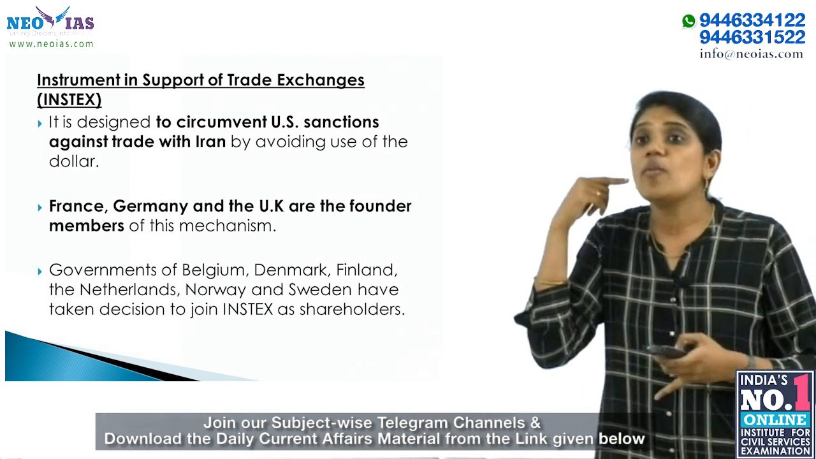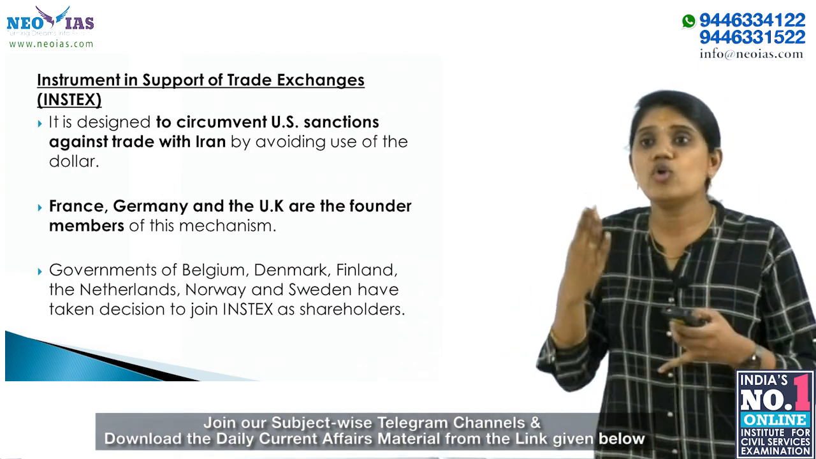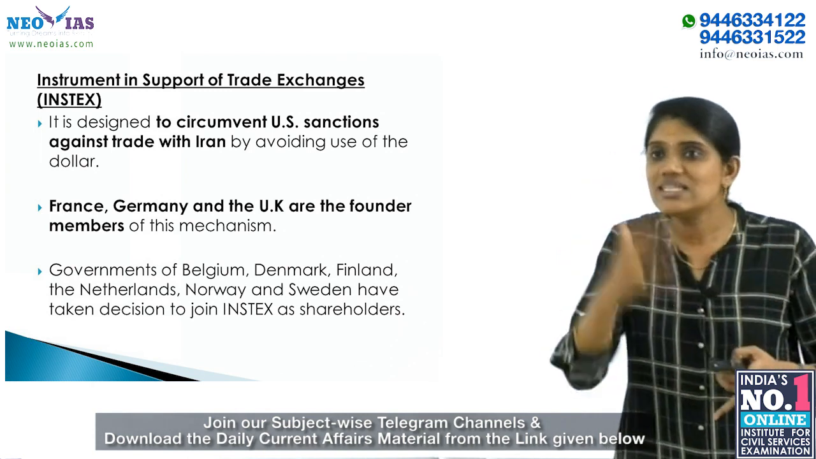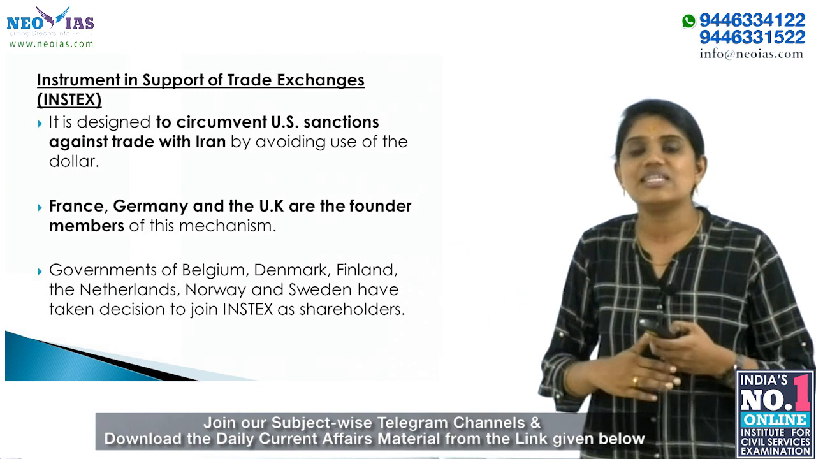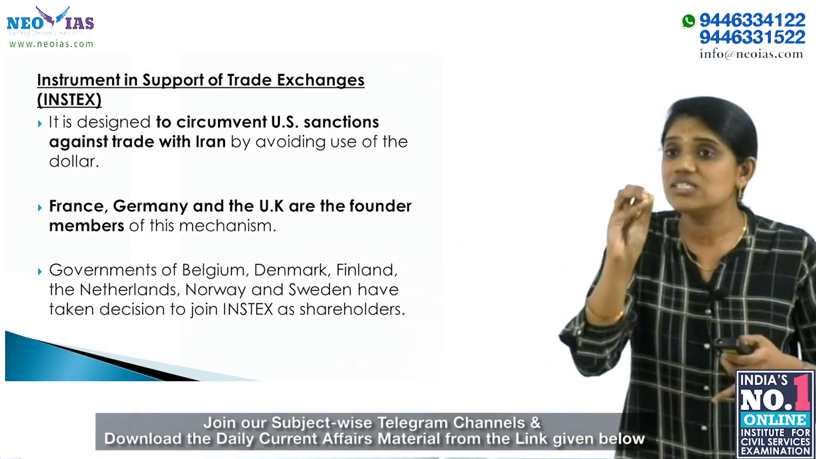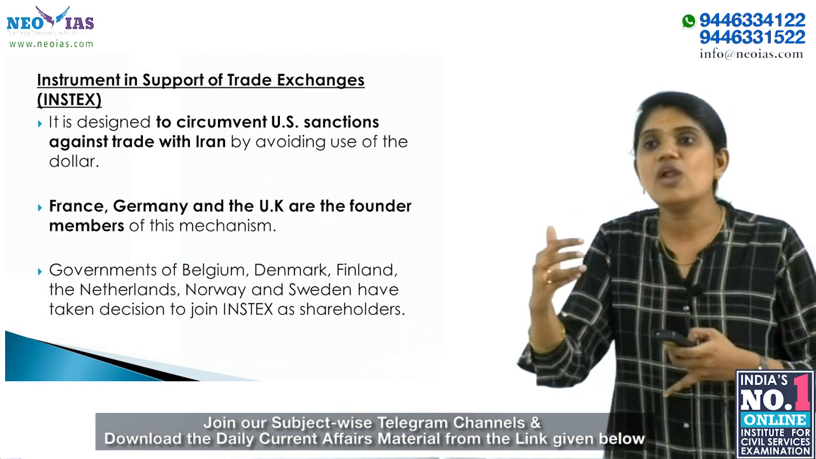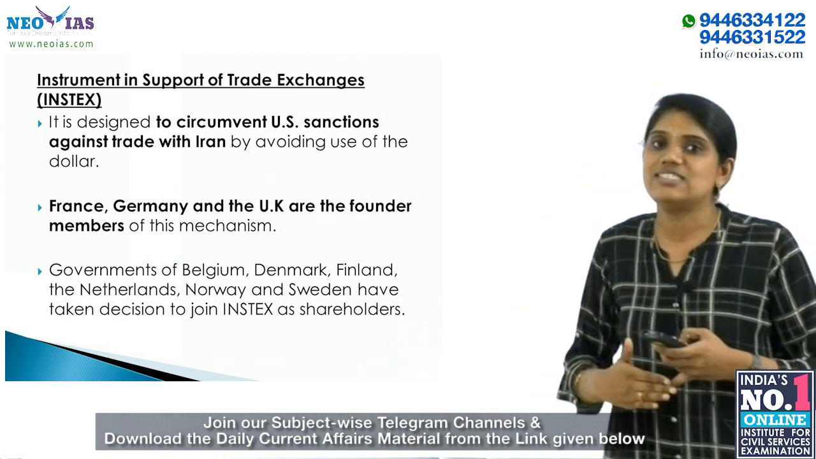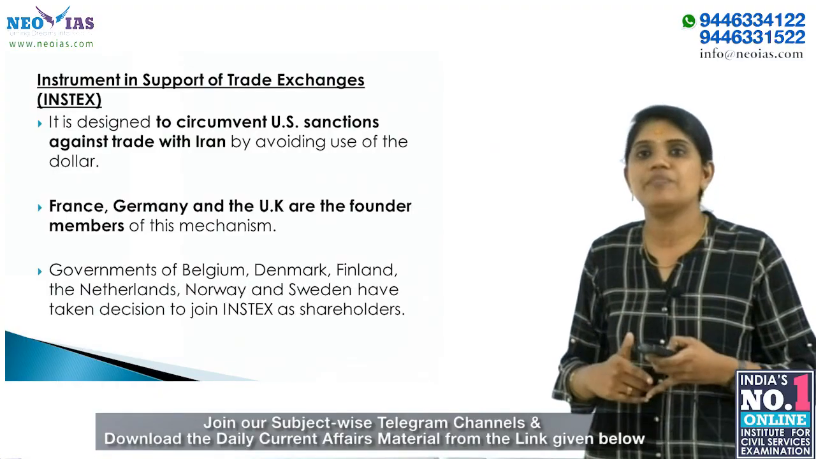As I said, France, Germany and UK are the founding members of this mechanism. And now the governments of Belgium, Denmark, Finland, Netherlands, Norway and Sweden have taken the decision to join INSTEX as shareholders. This Paris-based INSTEX basically functions as a clearing house, allowing Iran to continue to sell oil and import other products or services in exchange. The system has not yet enabled any transaction. That also you have to remember.